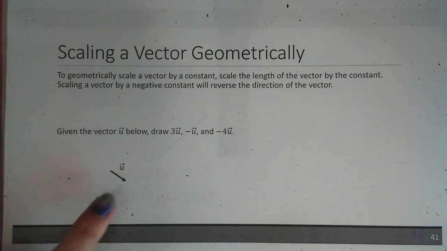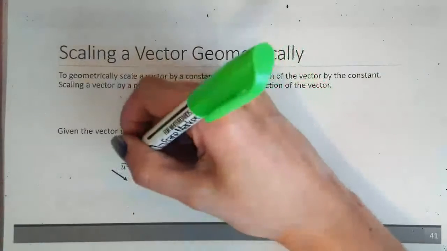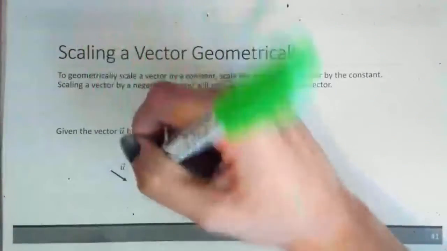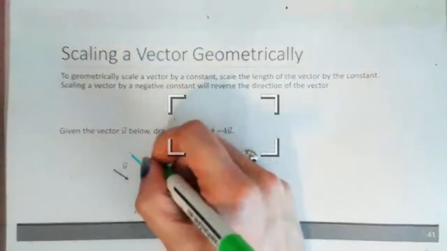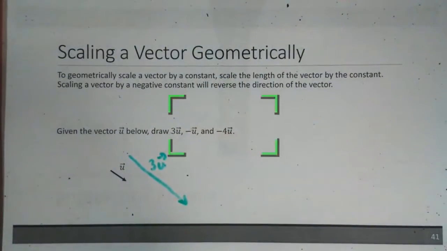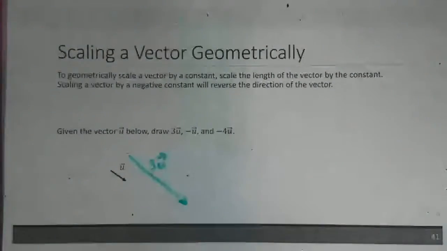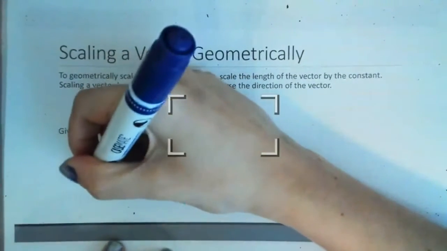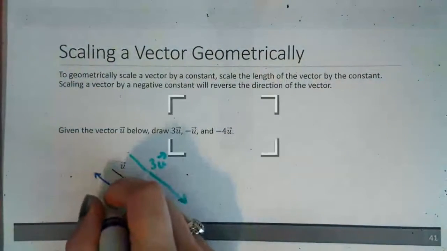So this is a vector u. First we want to draw 3u. So it will be in the same angle as u, but it'll be 3 times as long. That's got to be pretty close. So that will be 3u. Negative u is going to take u itself, but just go in the opposite direction. So we take u and point it in the opposite direction. That will be negative u.